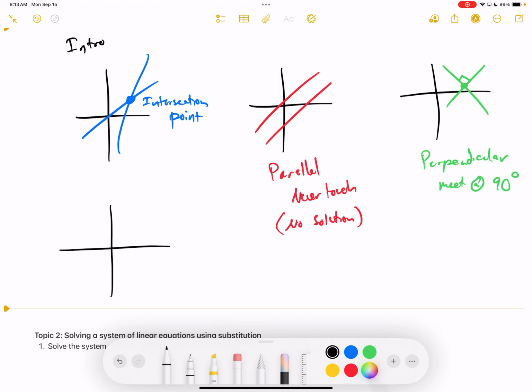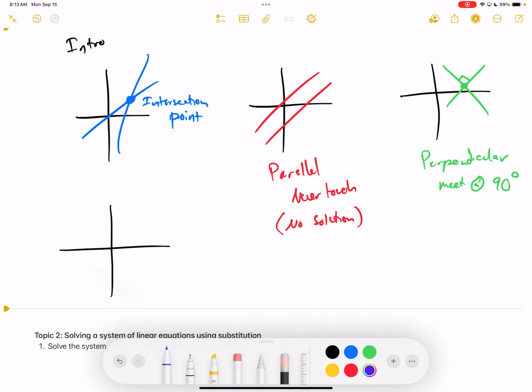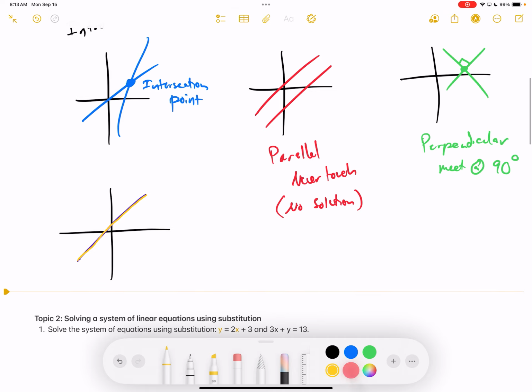The one other weird one that we do is if I have one line right on top of the other. That actually ends up being the same line.